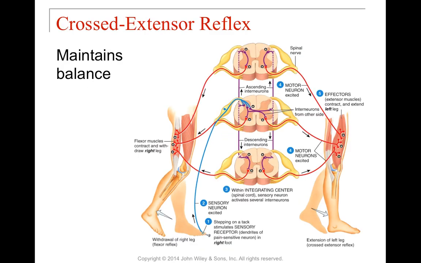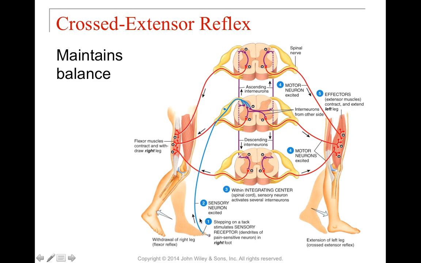We also have a crossed-extensor reflex. If you picture that you stepped on a tack with your right foot and you very quickly picked your right foot up, then your left foot would have to be what you were standing on. So this crossed-extensor reflex is going to allow you to maintain balance. And this is one of those reflexes that actually diminishes with age. So an elderly person is much more likely to fall if they step on a tack than a younger person is, for example.